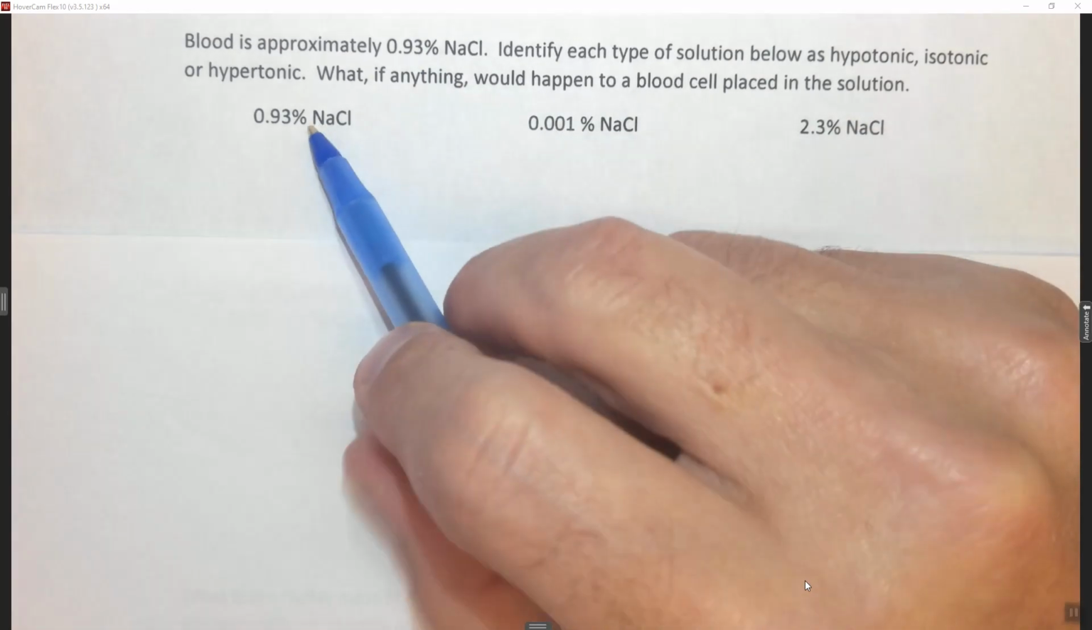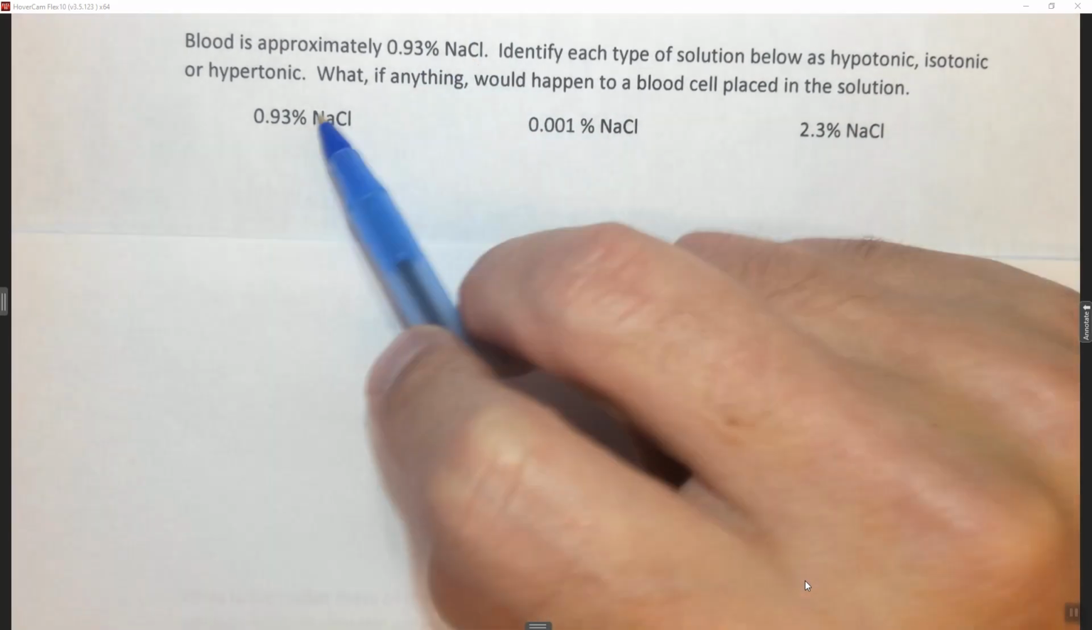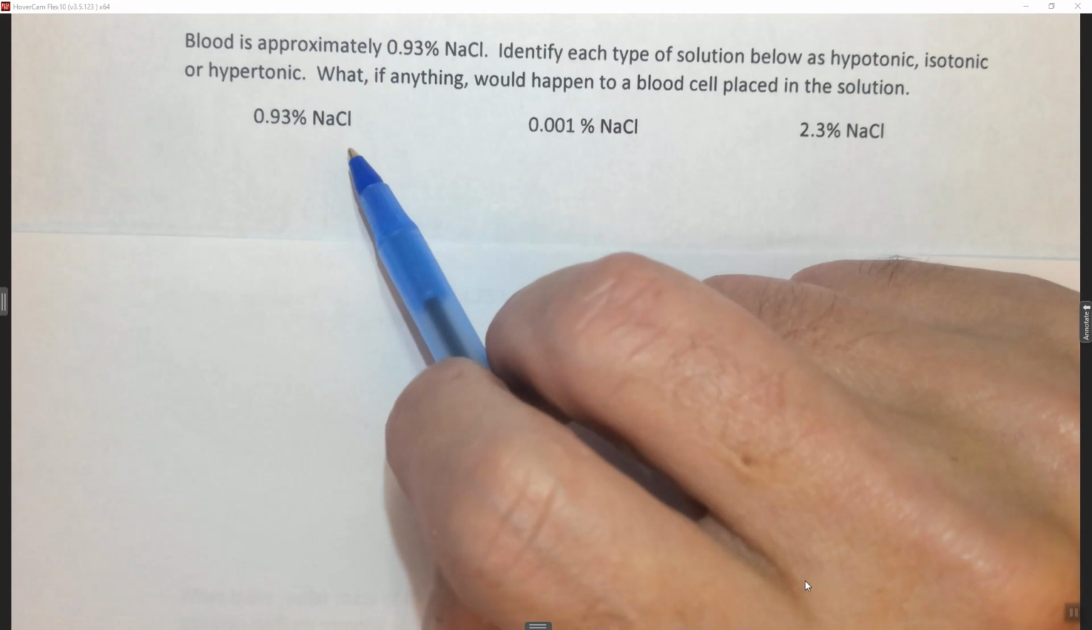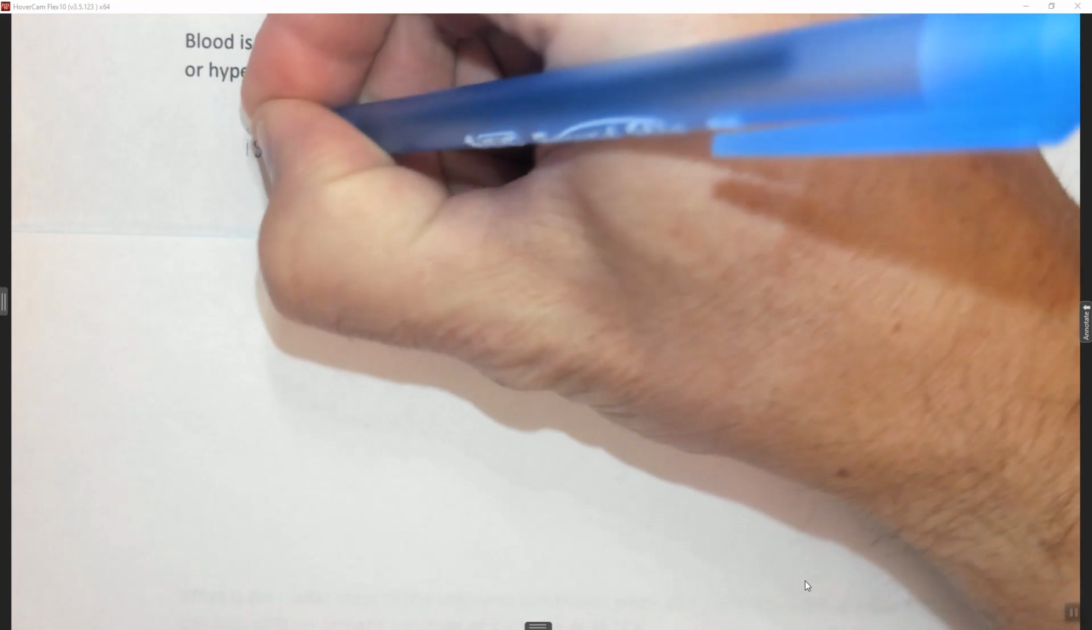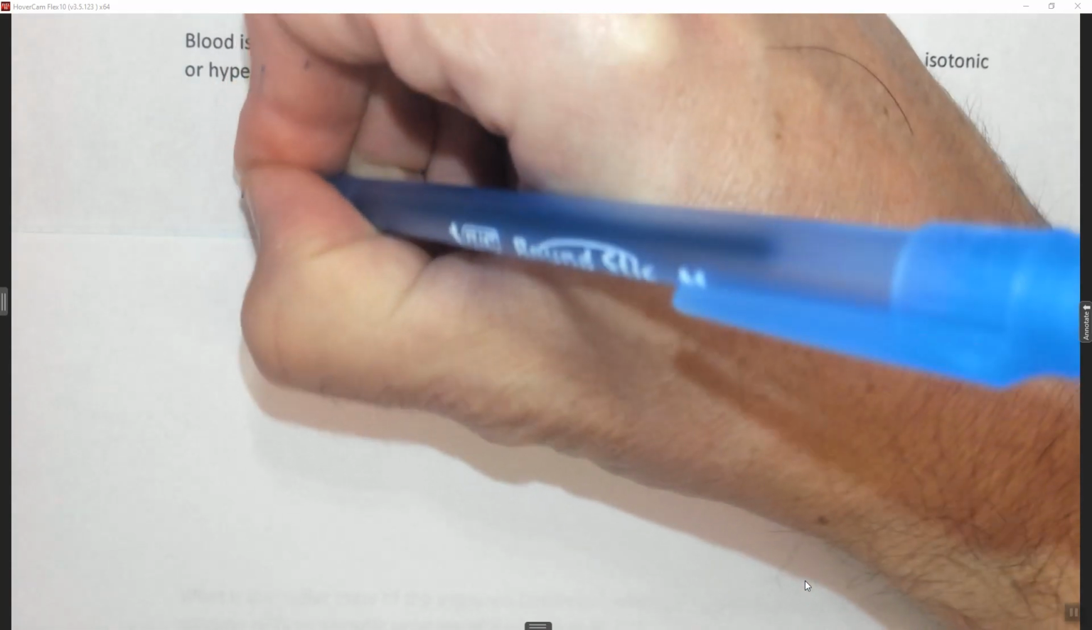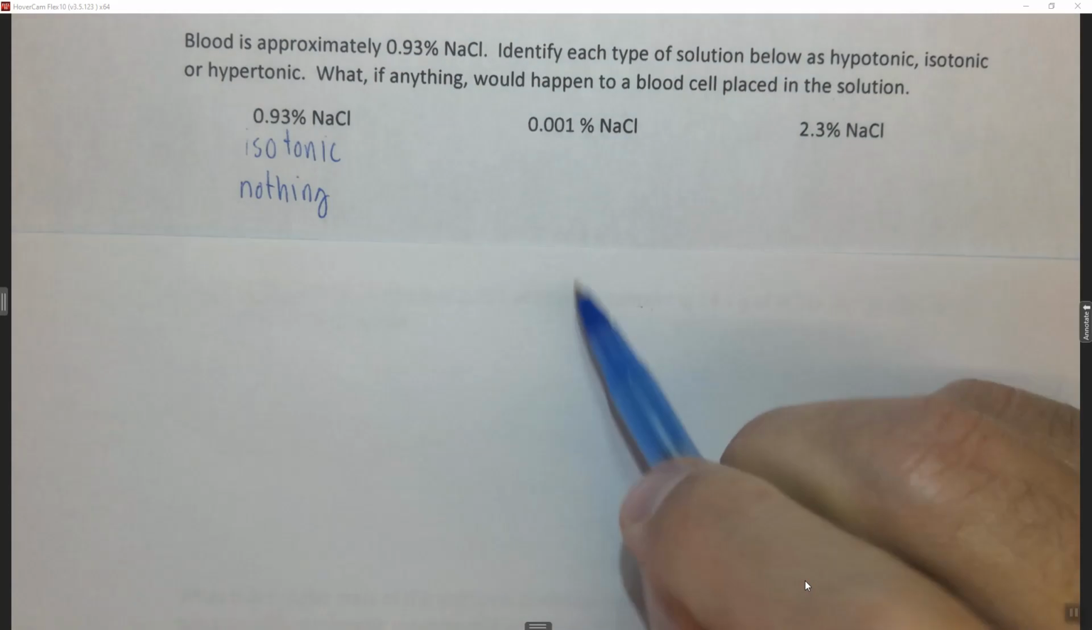So this solution has the exact same osmotic pressure and the same concentration of NaCl as the cell itself. Okay, so this is what's called isotonic. And if you place cells in isotonic solutions, nothing happens.